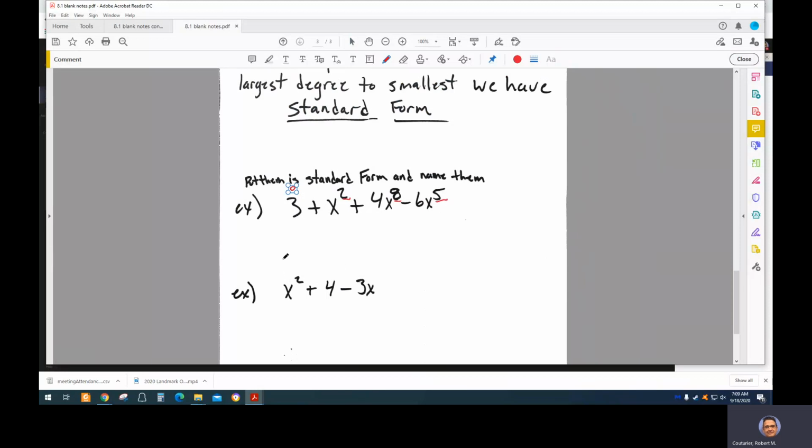So what we have to do is put them all in order from the largest degree to the smallest degree. For x to the 8th power minus 6x to the 5th power, and then we have plus x squared plus 3. And this has what? 1, 2, 3, 4 pieces. Highest degree is 8. So this is an 8th degree polynomial. I'll abbreviate it.